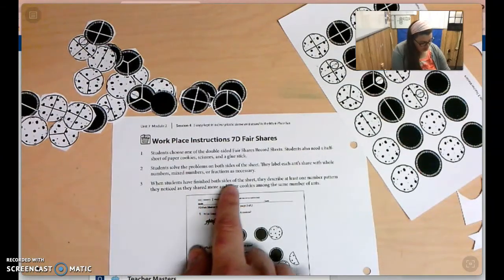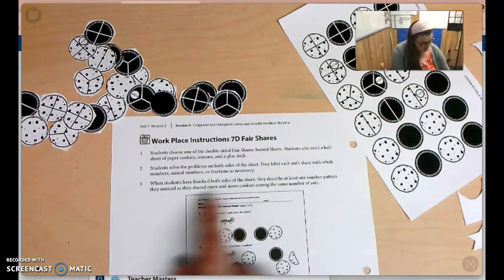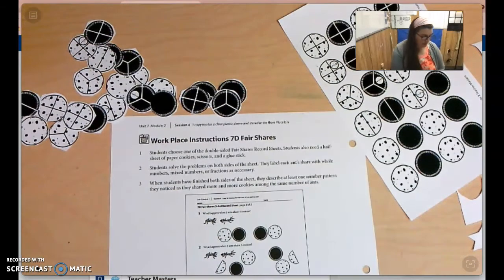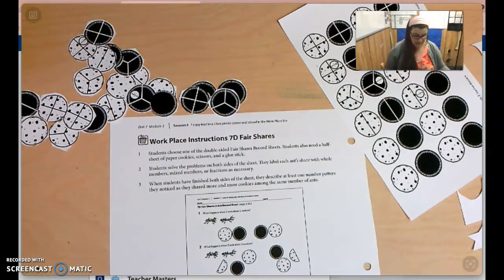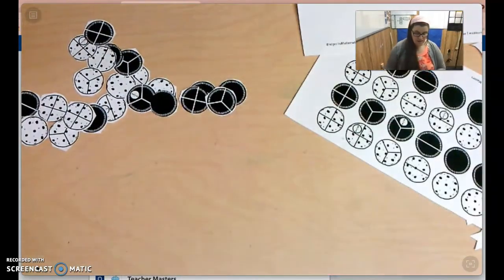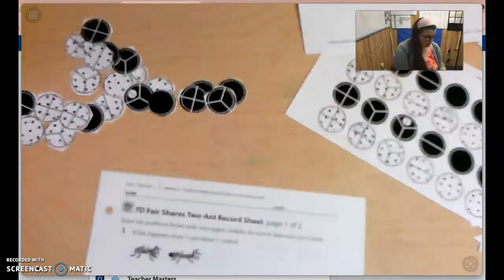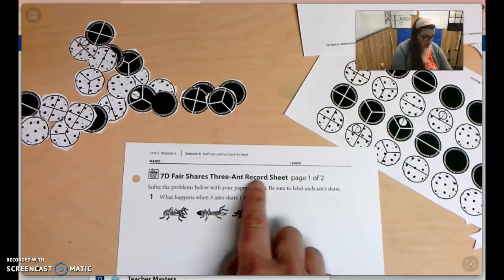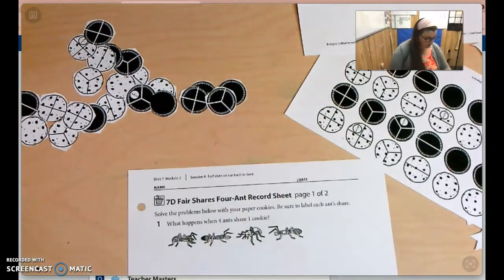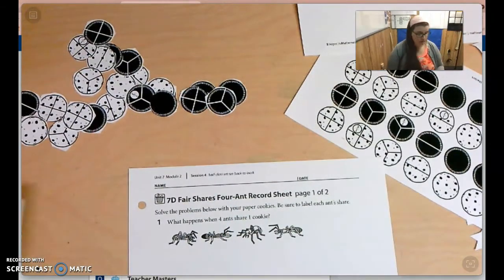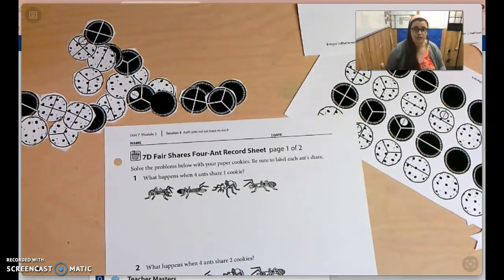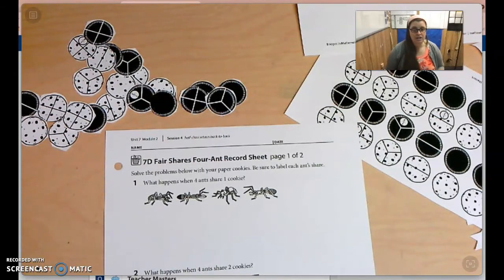When students have finished both sides of the sheet, they describe at least one number pattern they notice as they shared more and more cookies among the same number of ants. Now, you'll notice in the packet that I gave you that there are multiple sheets. You can choose either the 2-ant recording sheet, the 3-ant recording sheet, or the 4-ant recording sheet, whatever you're comfortable with. I'm going to start with the 4-ant record sheet because I think that these can get more challenging the higher number of ants that you have.